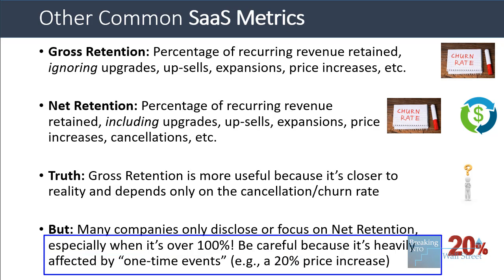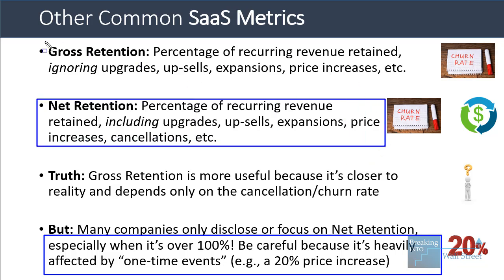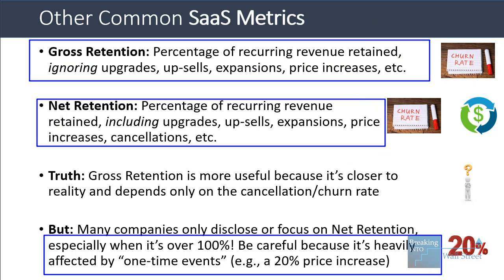So if the company enacted a 20% price increase and they say that their net retention is 110%, that should make you skeptical because it means their cancellation rate is at least 10% and it might actually be more than 10%. So be very careful with these types of metrics. They're useful, but we think gross retention is actually a lot more useful than net retention simply because of all these different components and how they tell you different things.